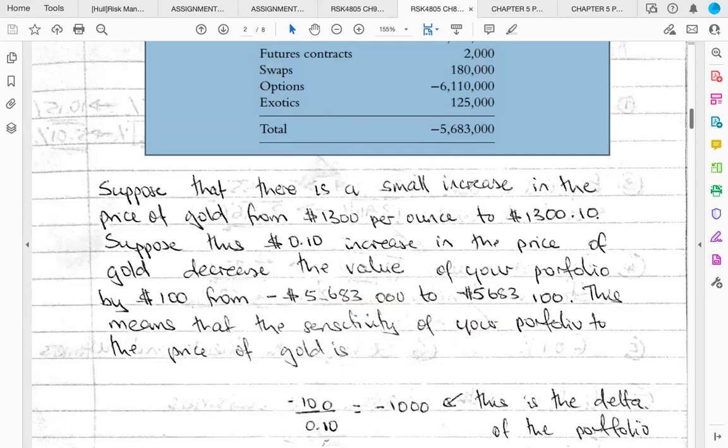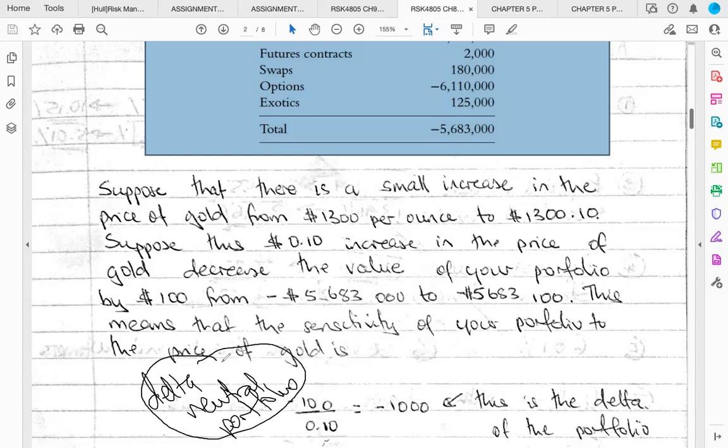We might want to create a portfolio such that if there's a 10-cent increase in the price of gold from 1,300 per ounce to 1,300.10 per ounce, the value of our portfolio before will just be the same as the value of our portfolio after. In other words, we might want to create a portfolio which will not have a change in value for small changes in prices of the underlying asset. And when we create a portfolio like that, we say that we've created a delta neutral portfolio.